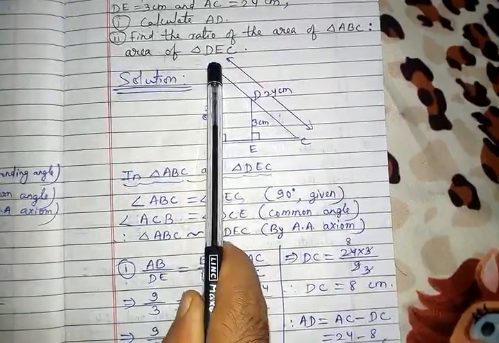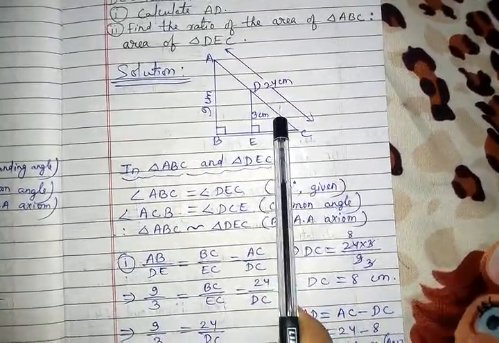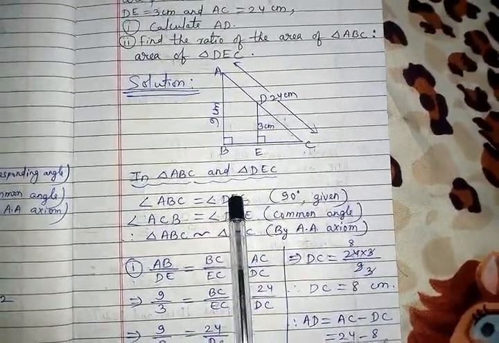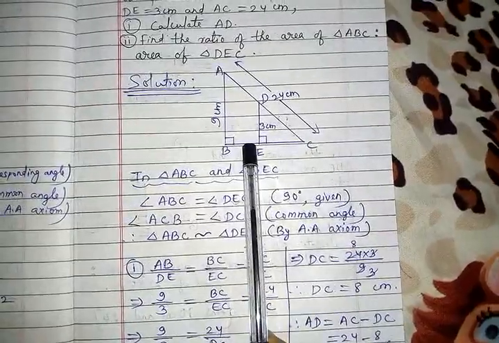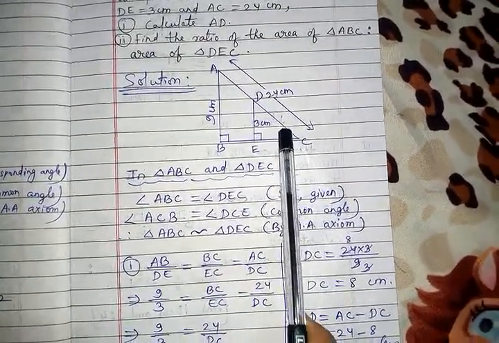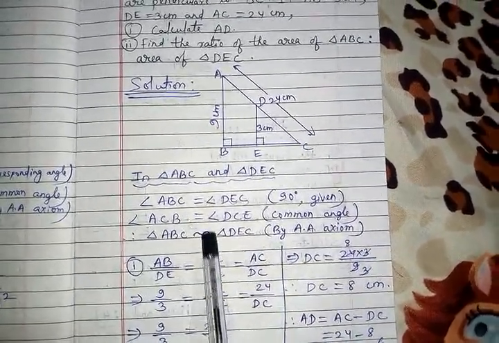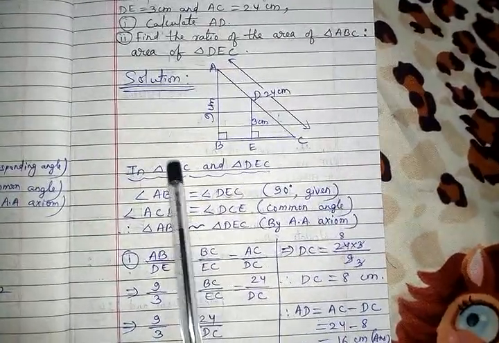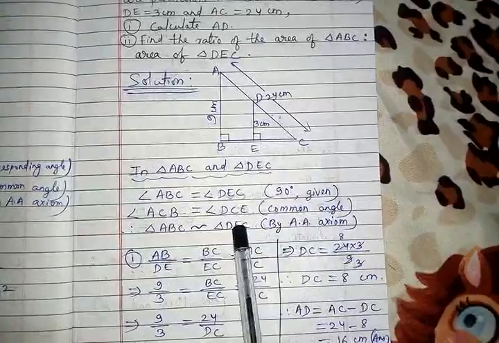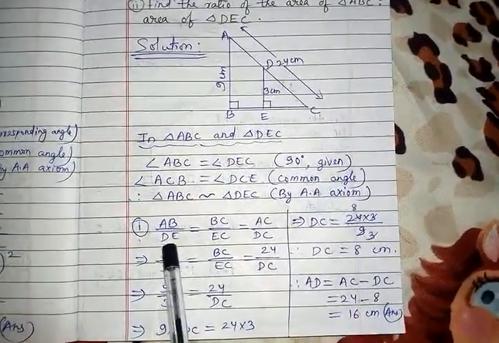Second, angle ACB is equal to angle DCE. Angle ACB means angle C, the middle one is C. And angle DCE, the larger one and the smaller one, but in both cases angle C is coming, that means angle C is common. So when two angles are equal, both the triangles are similar to each other. By the AA axiom we proved that both triangles are similar. Now we can use this formula.